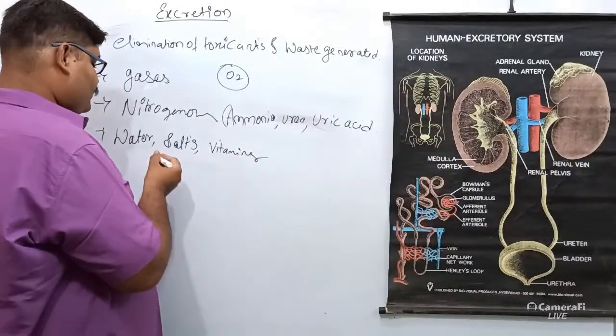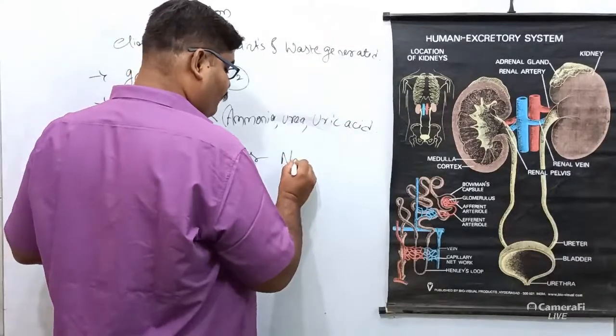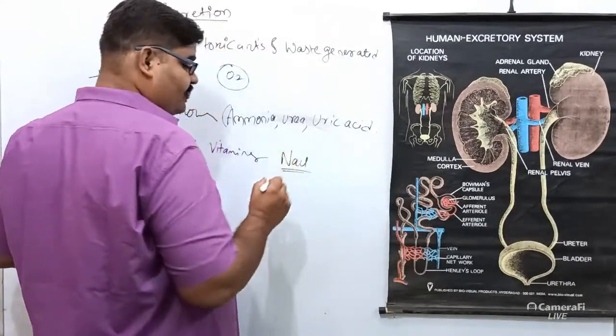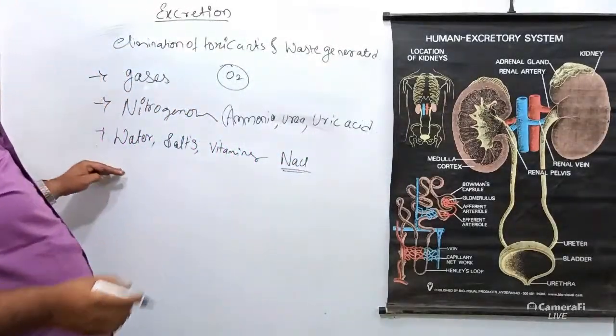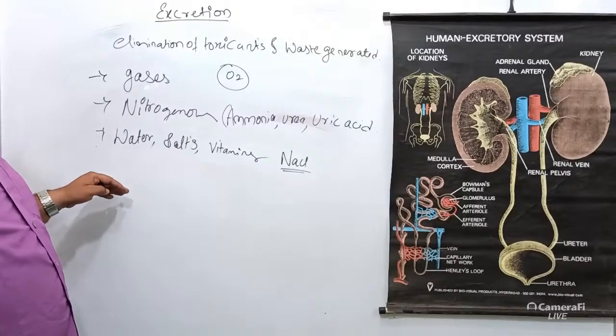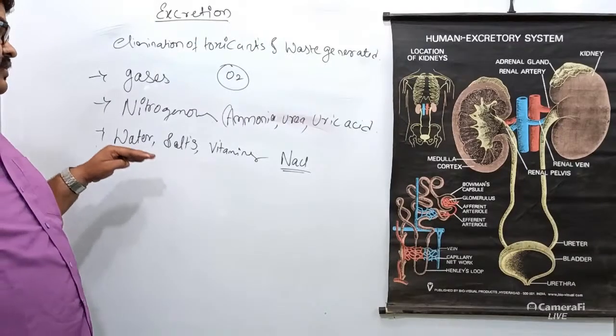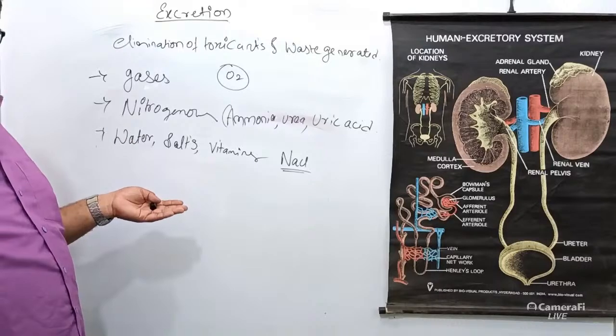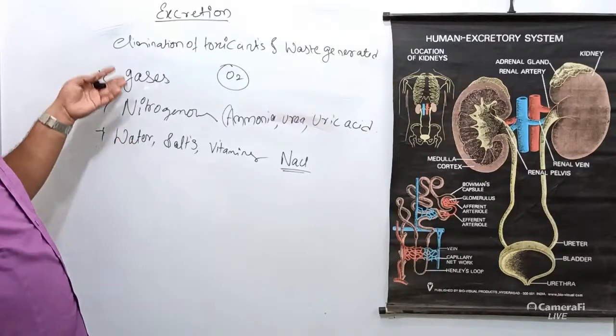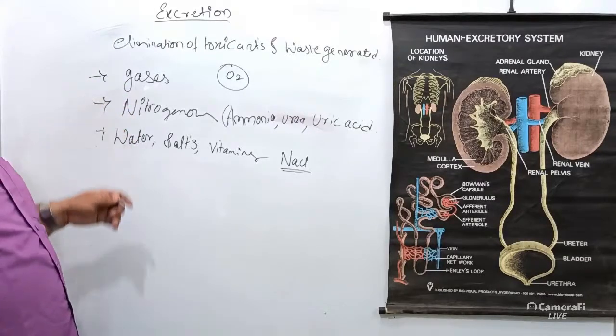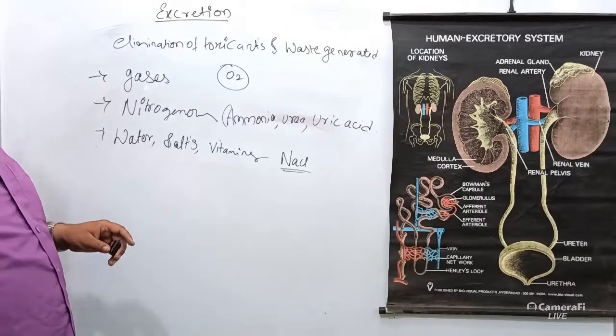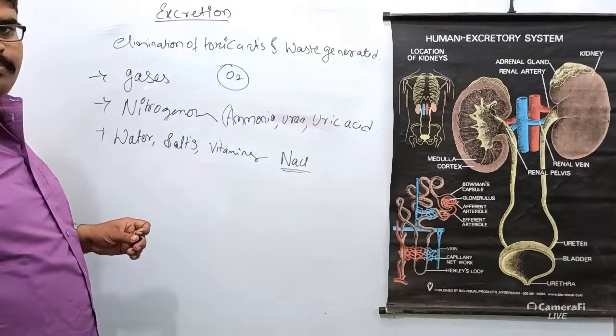That is, the major salt is NaCl, which is thrown out of the body. Excess water is also thrown out to maintain the optimum pH of the urine which we are going to pass out. So these are all the different natures of the excretory products which we are going to get rid of out of our body.